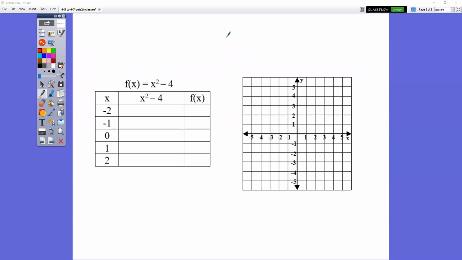Take a look at the next one, please. This was just like the questions from yesterday. Go ahead and try to find your y values here. You want to take your 5 values and sub them in for x to find your y values, or your f of x values. When you go to graph this, remember your x value is how many you go over. Your y value is how many you go up or down. Go ahead and try this one, please.